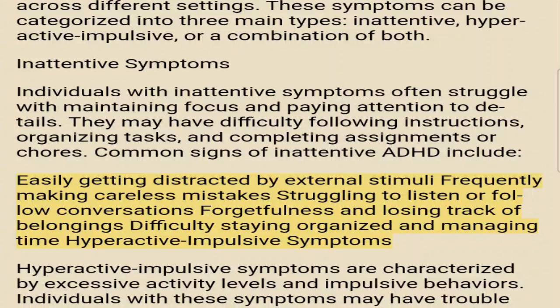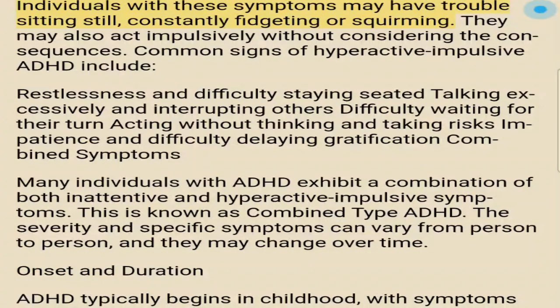Hyperactive impulsive symptoms. Hyperactive impulsive symptoms are characterized by excessive activity levels and impulsive behaviors. Individuals with these symptoms may have trouble sitting still, constantly fidgeting or squirming. They may also act impulsively without considering the consequences.